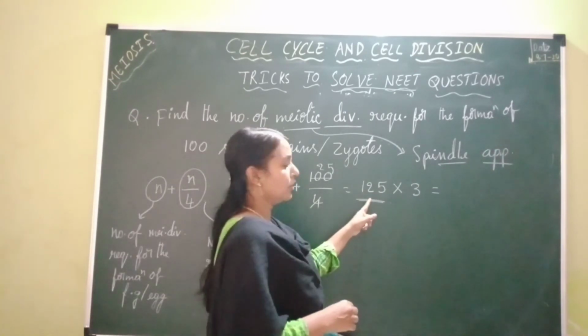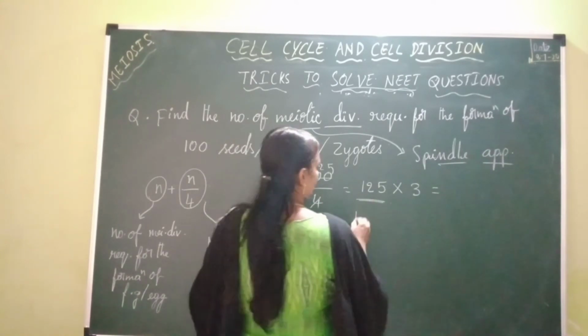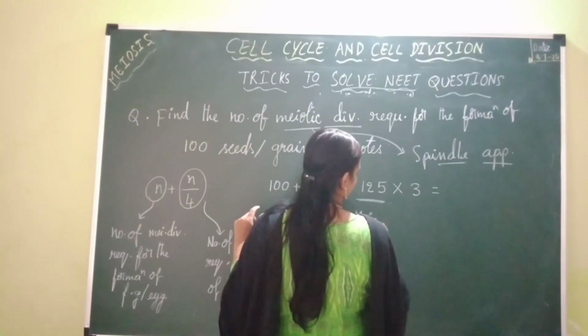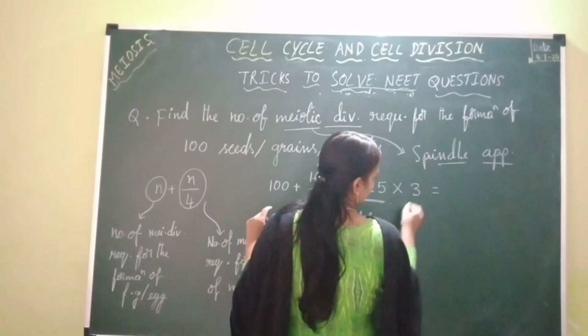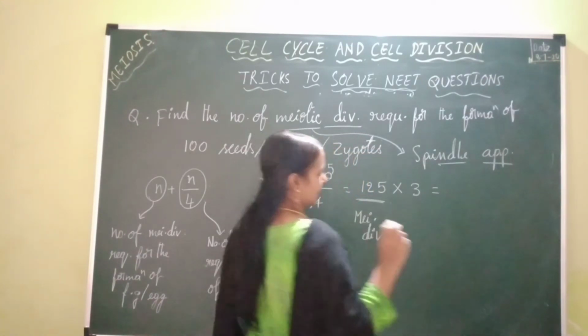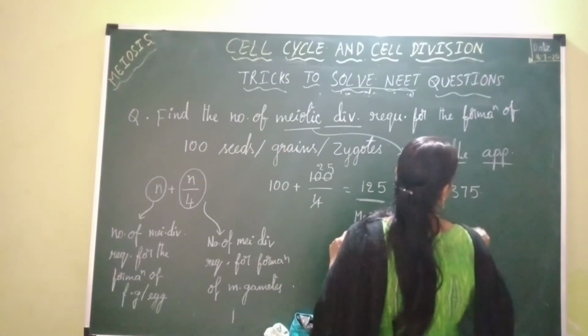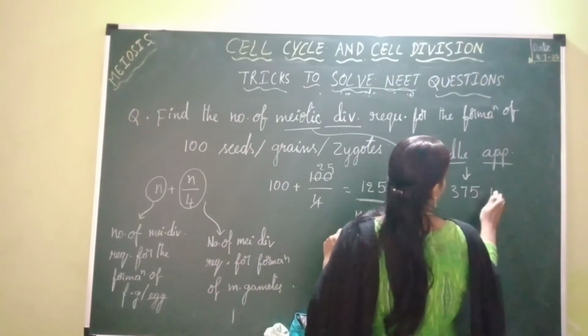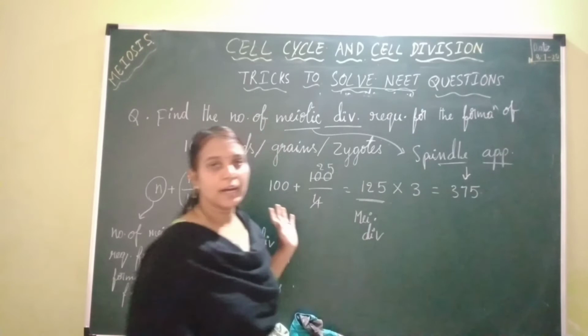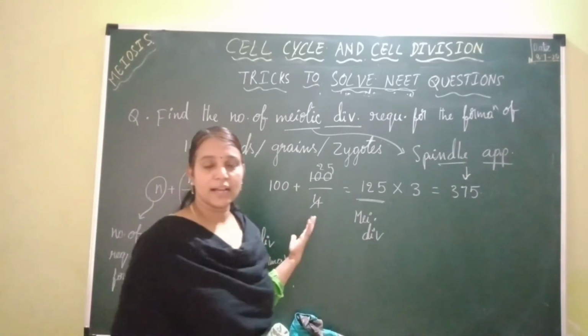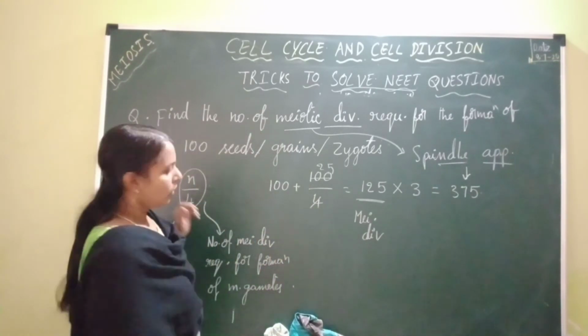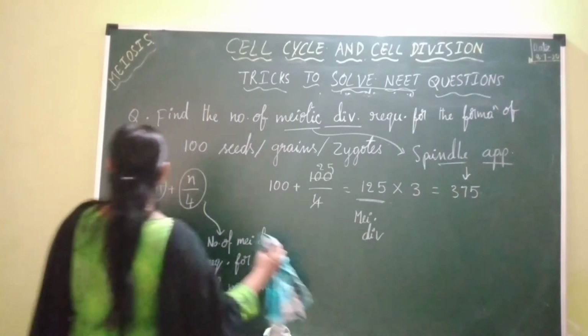So here, how many meiotic divisions? 125. So 125 meiotic divisions into 3, because per one meiosis 3 spindle apparati. So how many? 375. 375 meiotic spindle apparati are required for the formation of 100 seeds or 100 grains or 100 zygotes. Okay, another question I will explain to you.